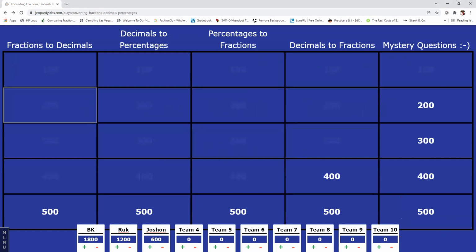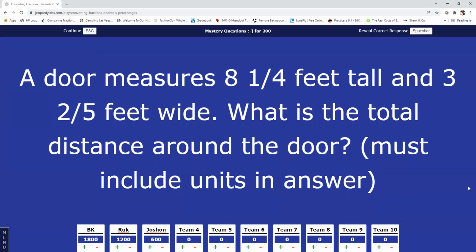All right, let's go. Mystery question for 200. A door measures 8 1/4 feet tall and 3 2/5 feet wide. What is the total distance around the door? You must include units in your answer.